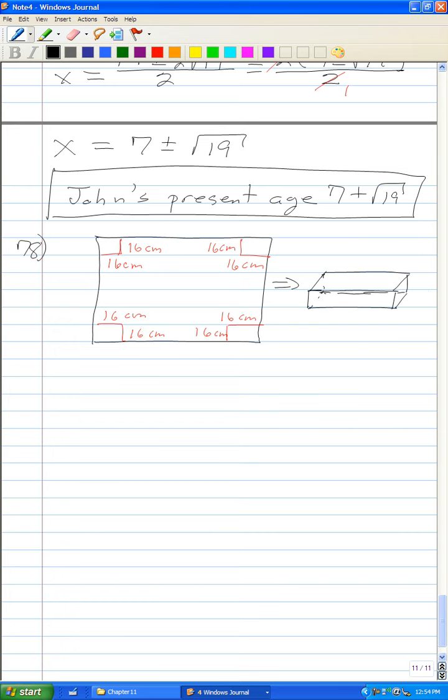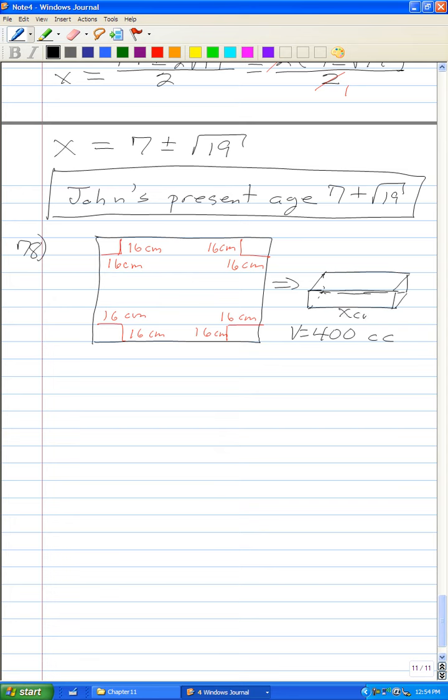Okay. And so let's call this... oh, and let's see. If the box holds 400 cubic centimeters, so this box holds 400 cubic centimeters. And so that's the volume here of this box. We want to figure out the dimensions of the box. Okay, so let's figure out the dimensions of the box.